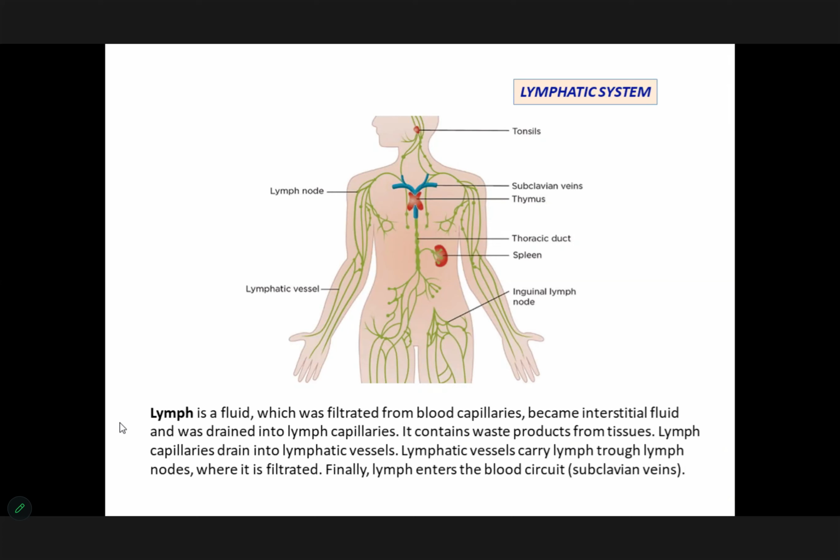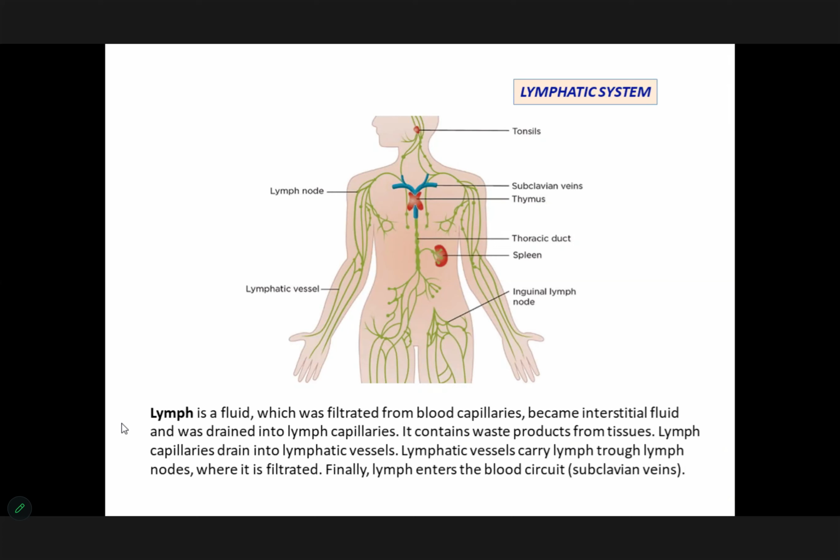What is lymph? Lymph is a fluid which was filtrated first from blood capillaries. So first it was the blood plasma. It went out from blood capillaries and became interstitial fluid, which surrounds cells in the tissue. And next, it was drained into lymph capillaries. Some amount of interstitial fluid returns into blood through blood capillaries or post-capillary venules, and some amount of this interstitial fluid goes into lymph capillaries and becomes lymph.